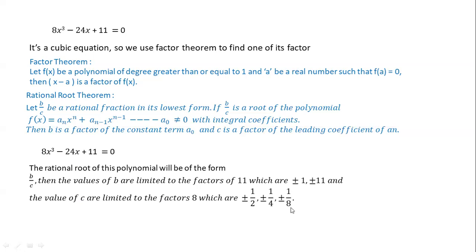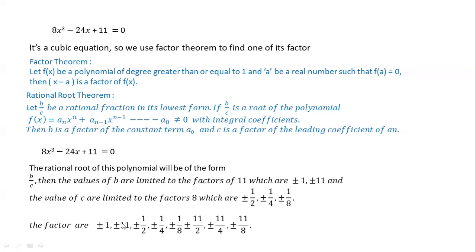That means what are the possible factors of this polynomial? The possible factors are plus minus 1, plus minus 11, plus minus 1 upon 2, 1 upon 4, 1 upon 8, or 11 upon 2, 11 upon 4, 11 upon 8. Plus minus, plus minus, plus minus. Clear? These are the possible factors.